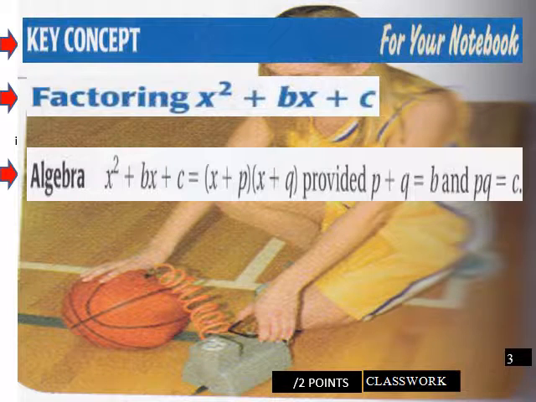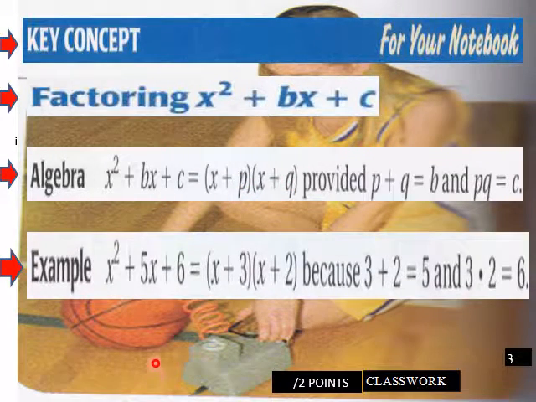Okay, factoring x squared plus bx plus c. x plus p, x plus q, this is what we're going to assign. p plus q equals b, and pq equals c. For example, here we have this trinomial, this is it factored, and then 3 plus 2 is 5, so that's your b member, and then 3 times 2 is 6, so that's c.